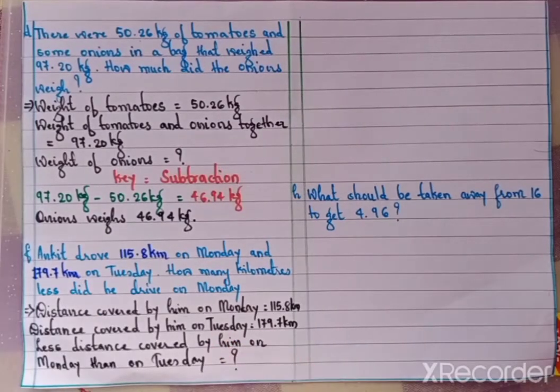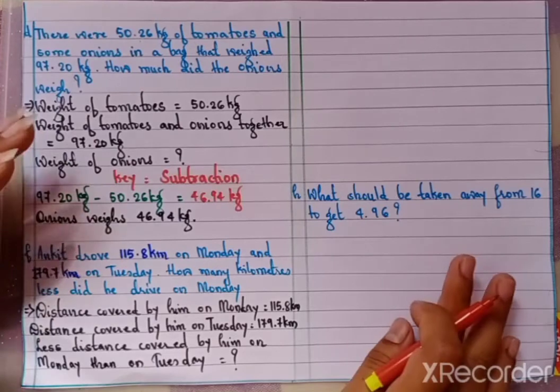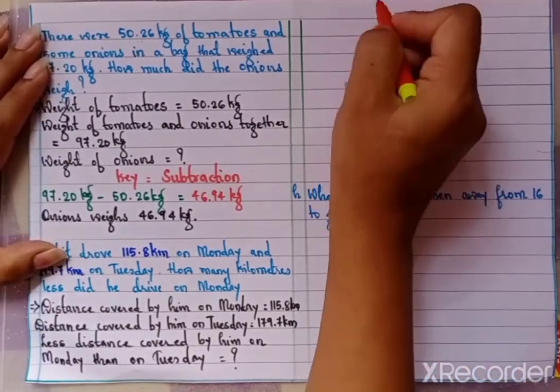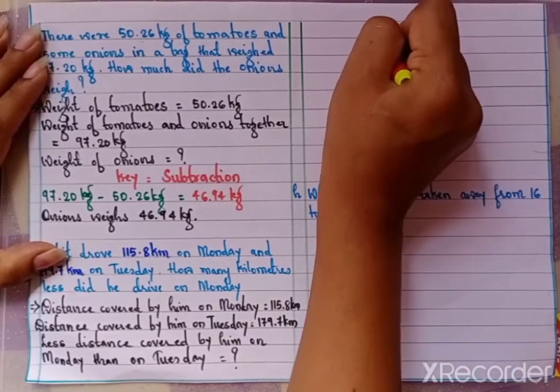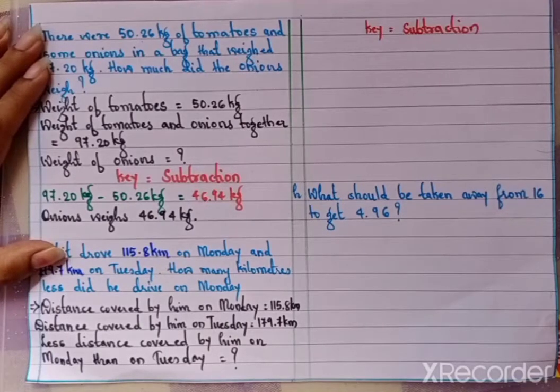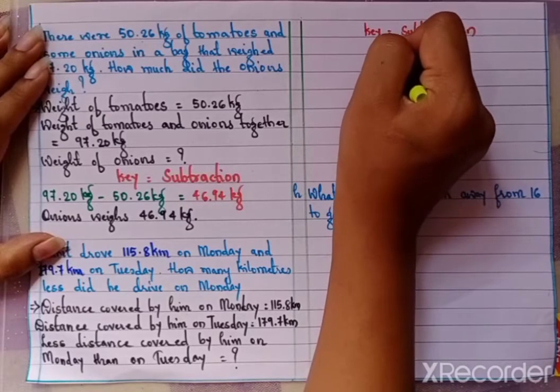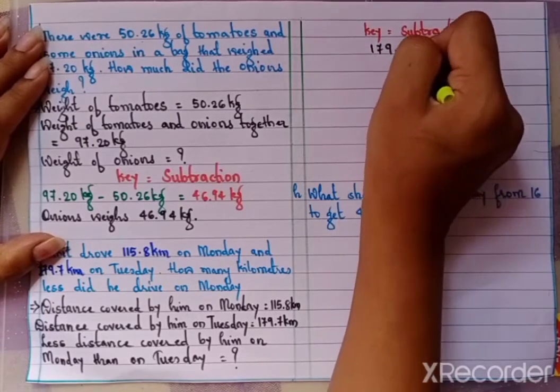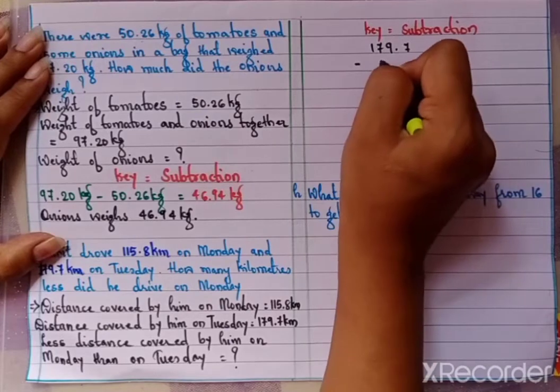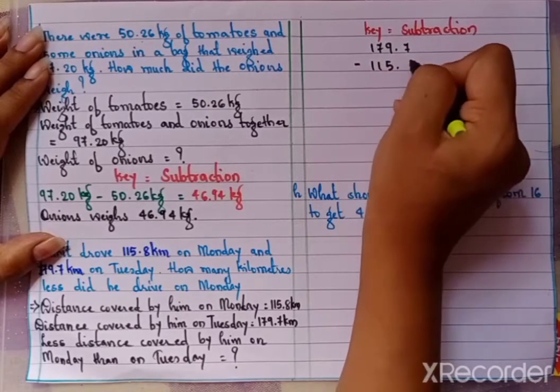Therefore the statements are here. Distance covered by him on Monday equals 115.8 km. Distance covered by him on Tuesday equals 179.7 km. Less distance covered by him on Monday than on Tuesday, that we have to find. So the operation is subtraction. So let's subtract here 179.7 minus 115.8.